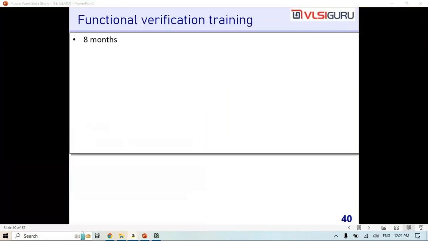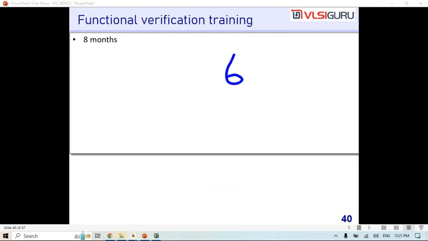Now let's talk briefly about functional verification training, the one in which you are attending. It goes for 8 months duration. Many institutes, you might see, their courses will be for 6 months only. Many places, even we started at 6 months only, 5 months, then we increased to 5.5, 6 months. Now it is 8 months actually.